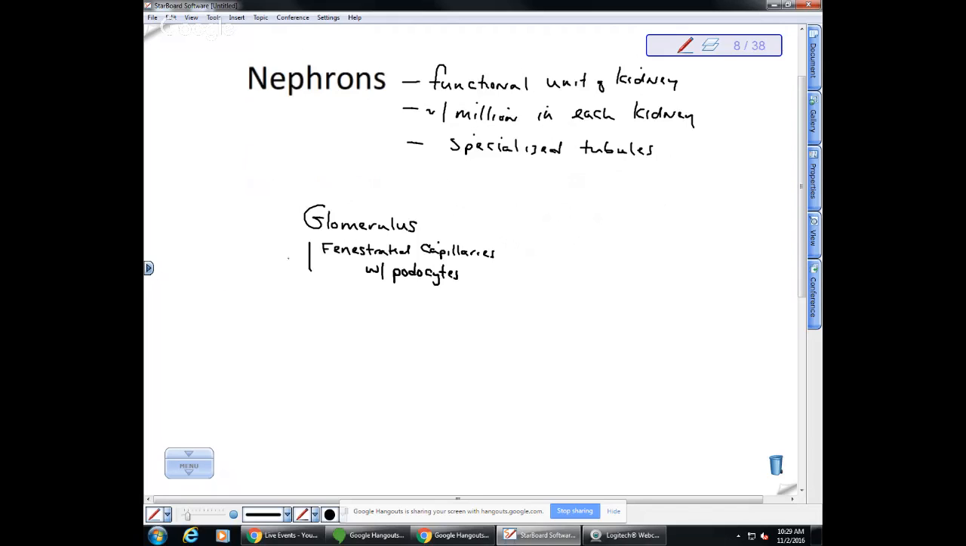Okay, and this is where filtration takes place. So this is my filtration membrane. Okay, so we don't want big molecules like big proteins to get through, like albumin, for example. We don't want red blood cells or white blood cells to get through, and so that filtration membrane is very specialized. Okay, now we also have around the glomerulus what is called the Bowman's capsule.